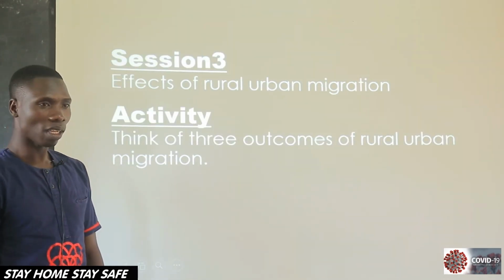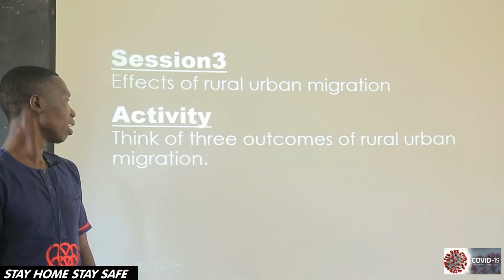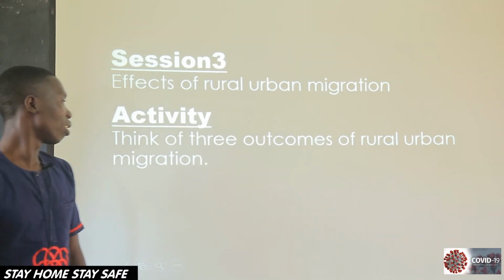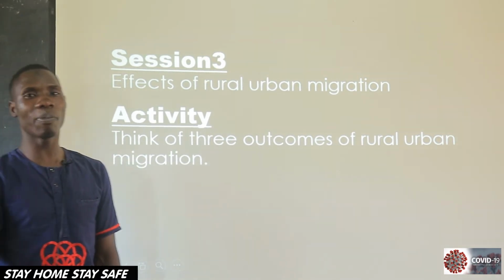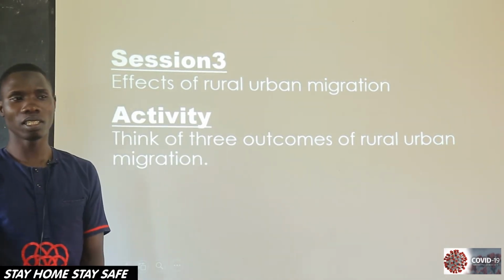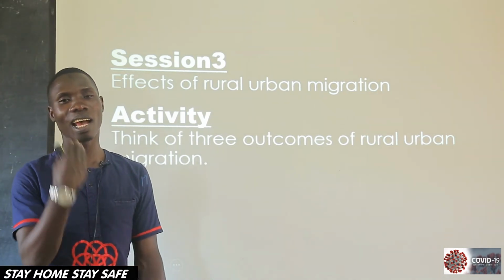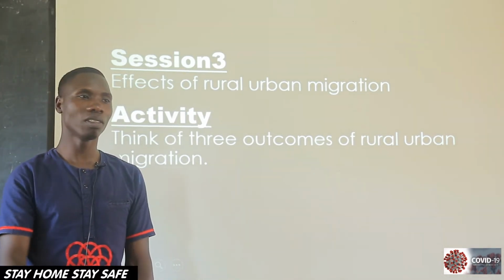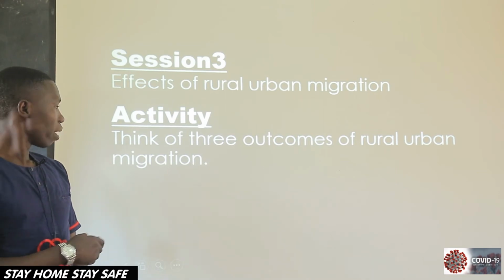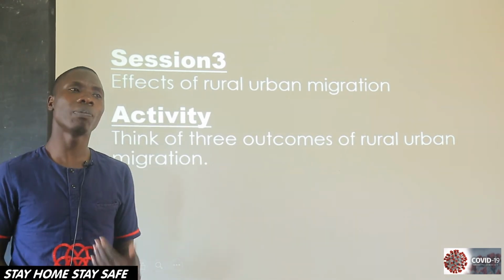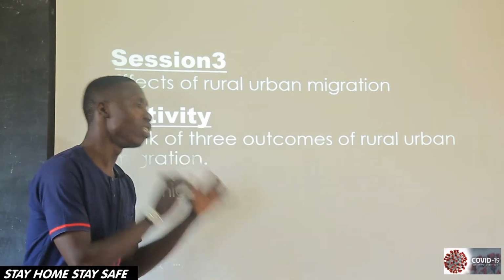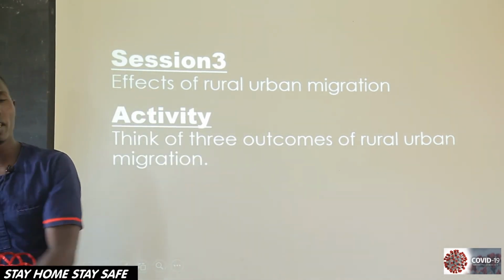Now, I am about to end my lesson, and I say, see me as I see you. Session number 3. Before session number 3, stand up, sit down. This one is very heavy. Please stand up, down, up, down. Okay, stay down. Now, think of 3 outcomes of rural-urban migration. What happens when people leave villages? What happens in towns? What happens in villages?